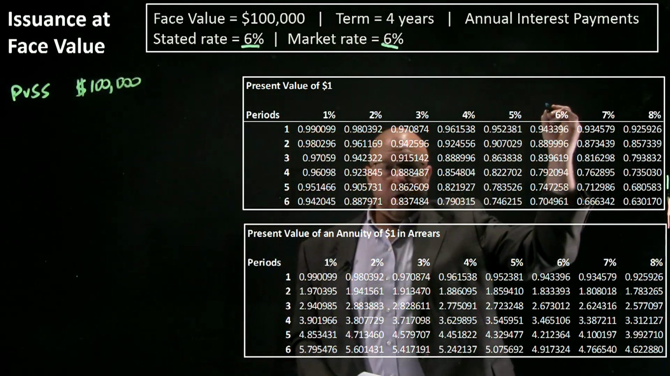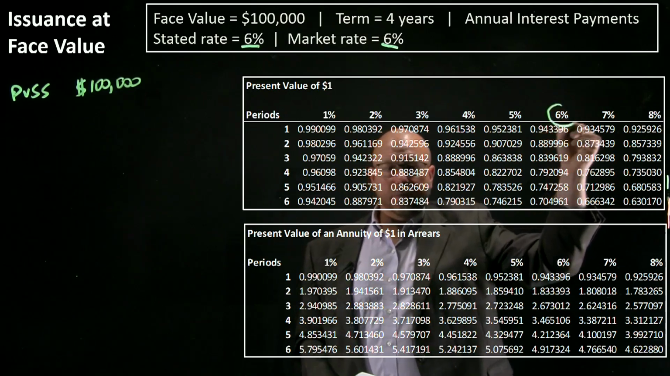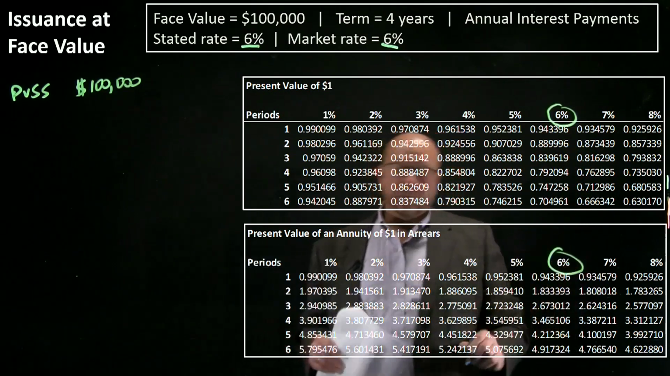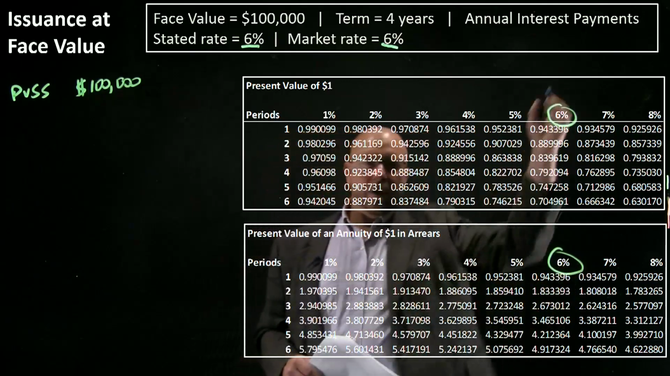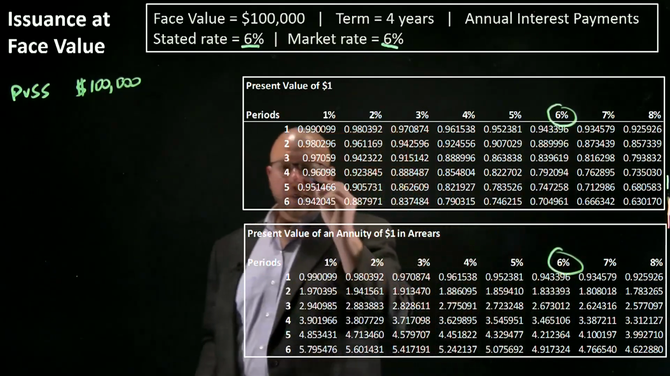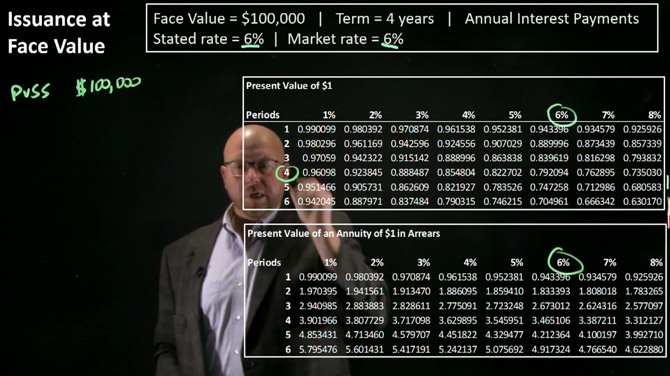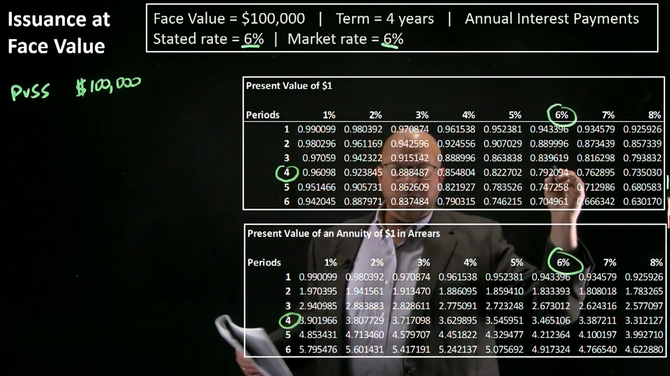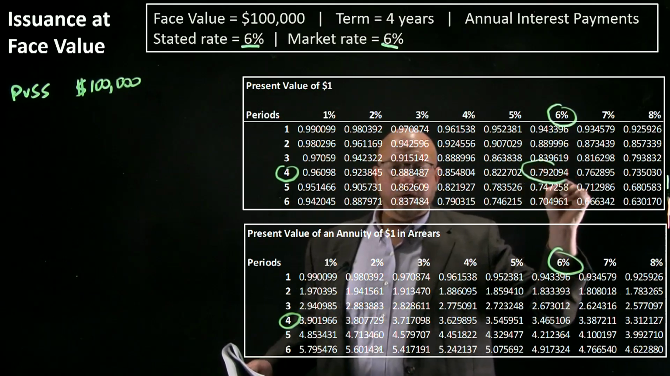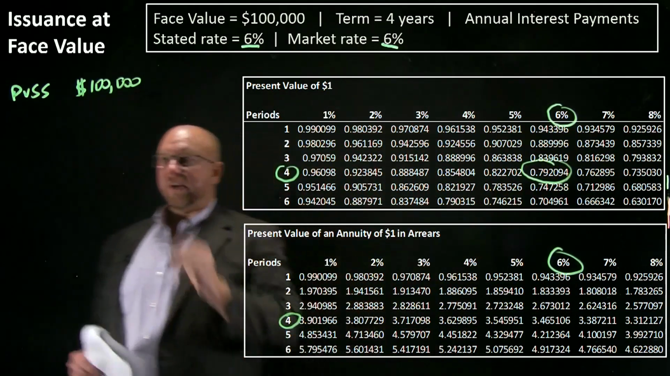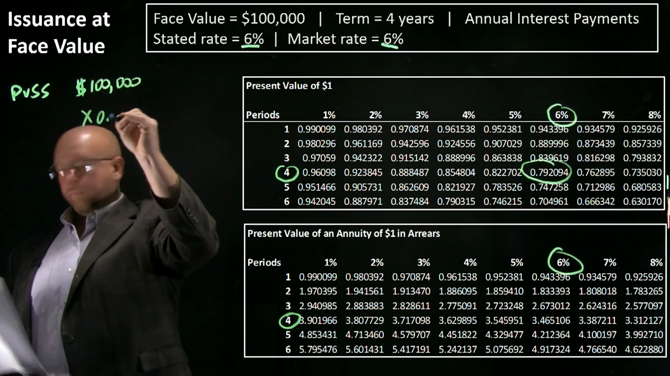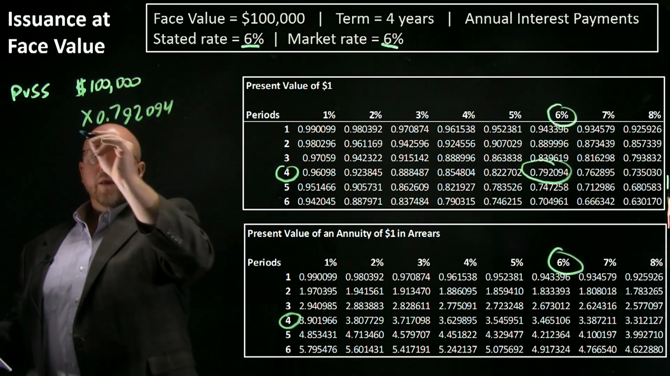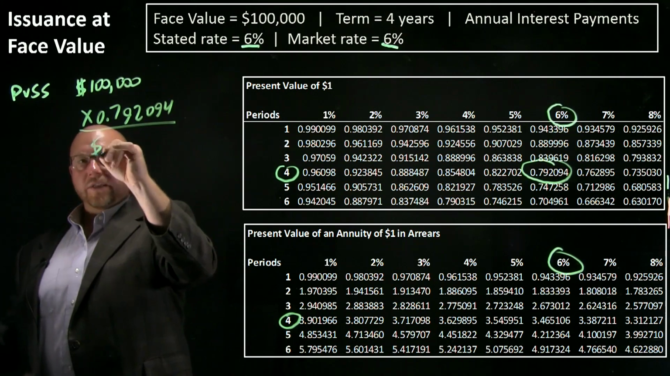Take your market rate. Now, one of the errors you can make with these problems is you could accidentally select the stated rate. In this case, it'd be okay because they're equal. But your market rate is 6%, and then the number of periods here is 4 periods. What you're going to find is your present value factor for a single dollar amount, 0.792. And again, significant digits do matter. So the present value here is 79,000.